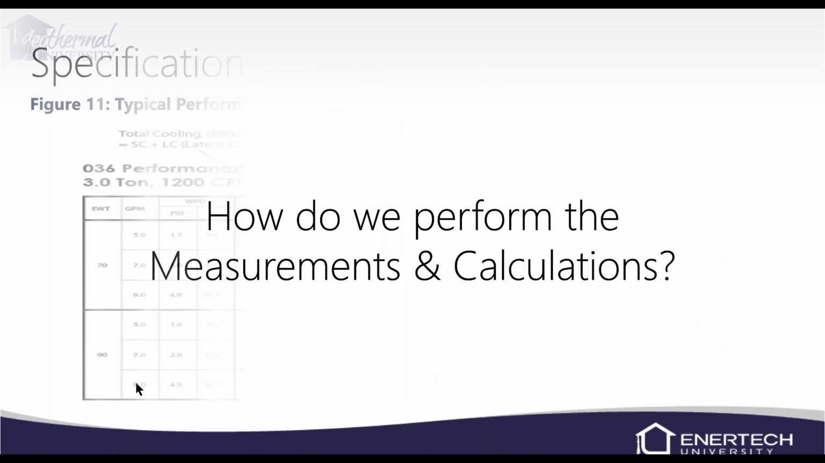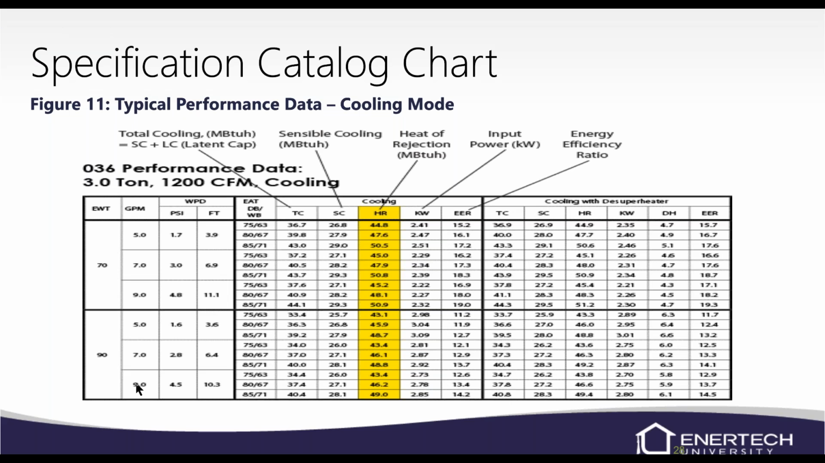In cooling mode, sorry, got a little button happy there. In cooling mode, we use heat of rejection. And you'll see that heat of rejection and total cooling. So total cooling is the heat that we're pulling from the home, the amount of BTUs we're pulling from the home.